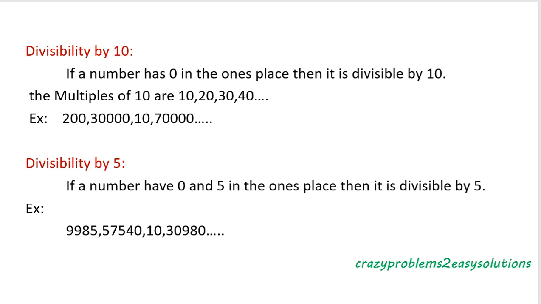Let's consider the first example, 9,985. We only have to focus on the ones place. In the ones place, the 5 is there, so it is divisible by 5. Next number, 57,540. That also has 0 in the ones place, so obviously it is divisible by 5.